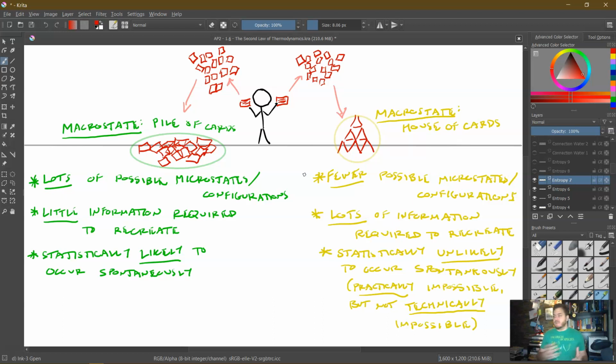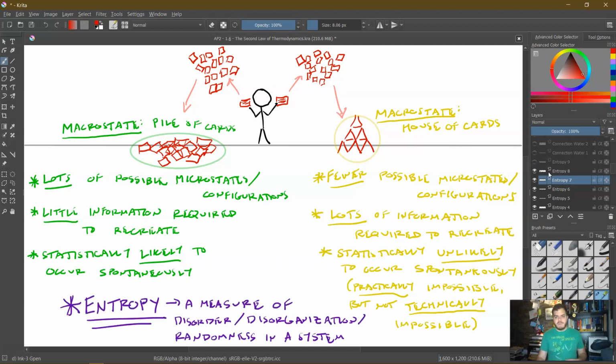It is possible that fate, not really fate, but everything could line up perfectly and the house of cards could really fall into place. However, it is practically impossible because it is so statistically unlikely that you could do this trillions of times and never end up having this occur. So this is an example, or really an analogy, for what we know as entropy, which you might be familiar with as a term.